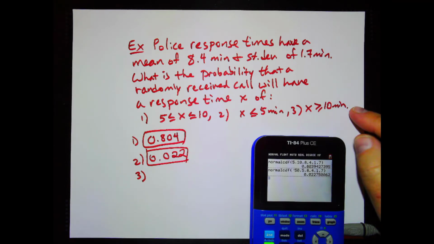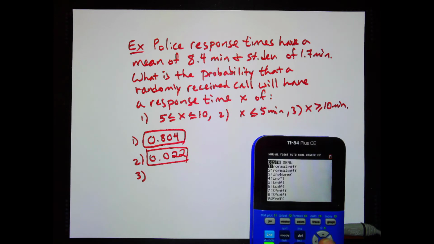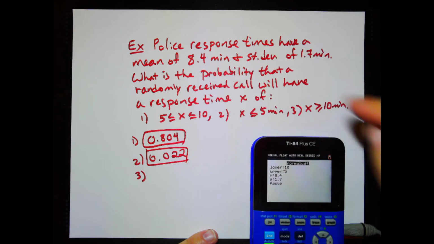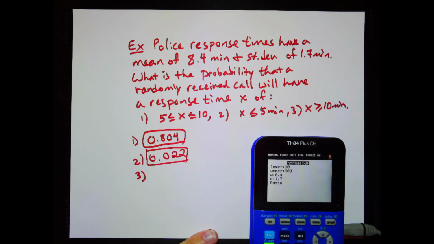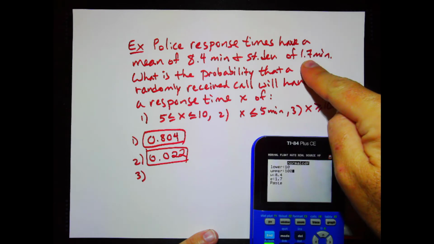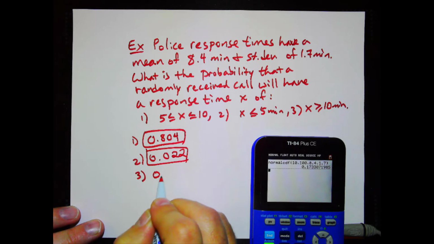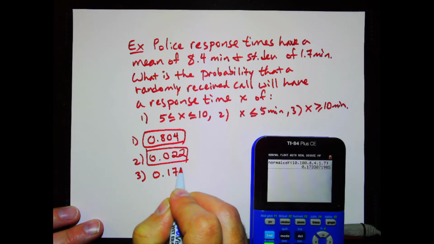What about a call that is greater than 10 minutes? For that, let's use the normal CDF. In this case, the lower limit is 10, and the upper limit is going to be at least 6 standard deviations over the mean. Do something ridiculous if you have to. 100 is definitely more than 6 standard deviations. The mean and standard deviation are the same as before, and we're getting 0.173.